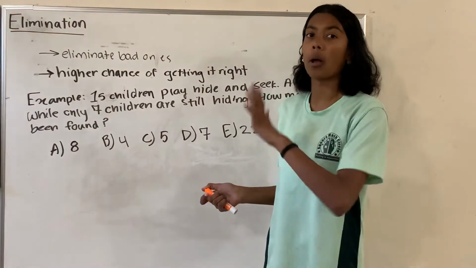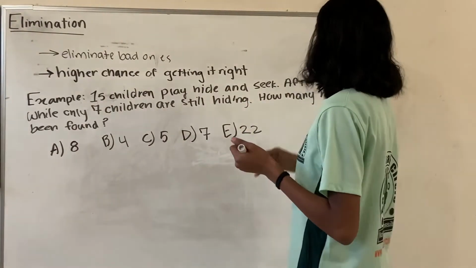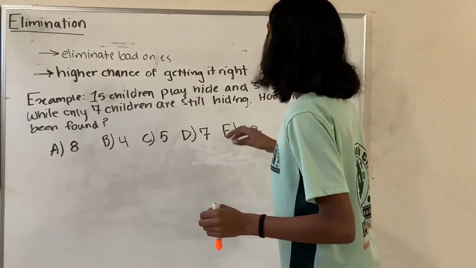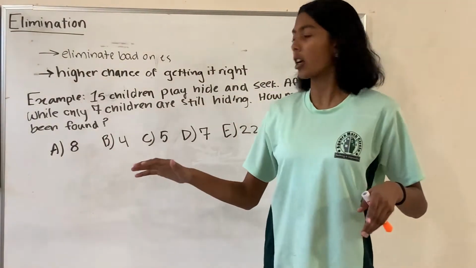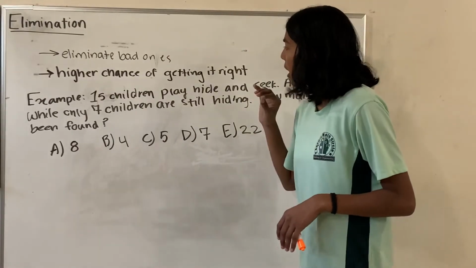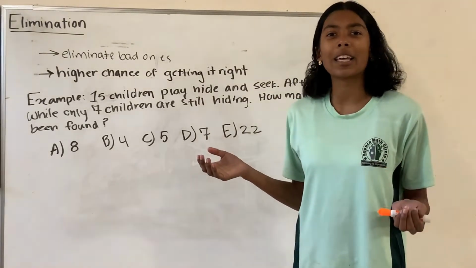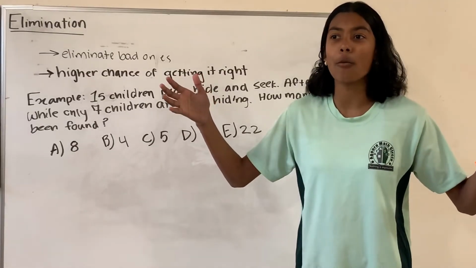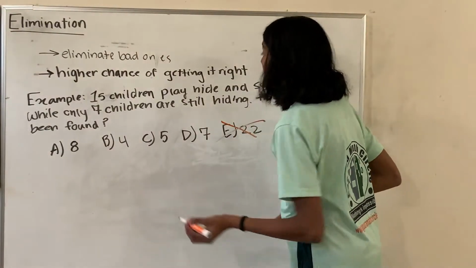So let's try an actual problem where we do a tiny bit of elimination. 15 children play hide and seek. One of them is going to be the seeker, obviously. After a while, only 7 children are still hiding. How many have been found? So let's start off by looking at our answer choices. We have 8, 4, 5, 7, and 22. 22 doesn't even make sense because only 15 children are playing. You're not going to have 7 children magically appear out of nowhere, poof. Anyways, that's not going to happen. So we can eliminate 22.